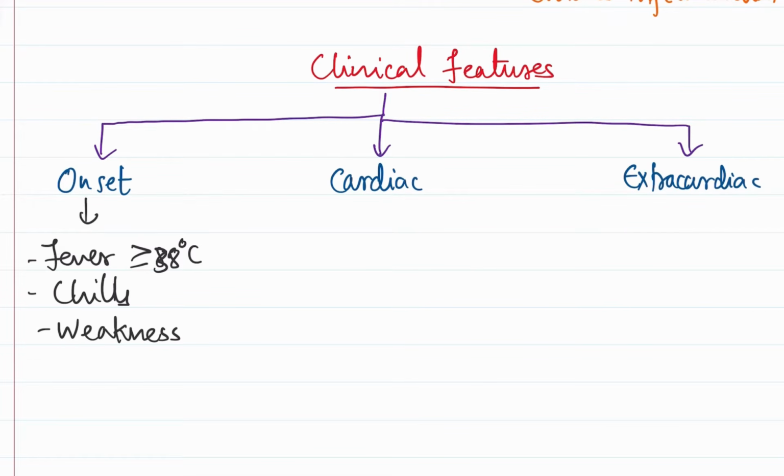What about the cardiac features? So obviously the first one will be the valve involvement, right? So valve, there could be a rupture of the valves. There could be regurgitation, which will present, on examination, on auscultation, we may hear murmurs.